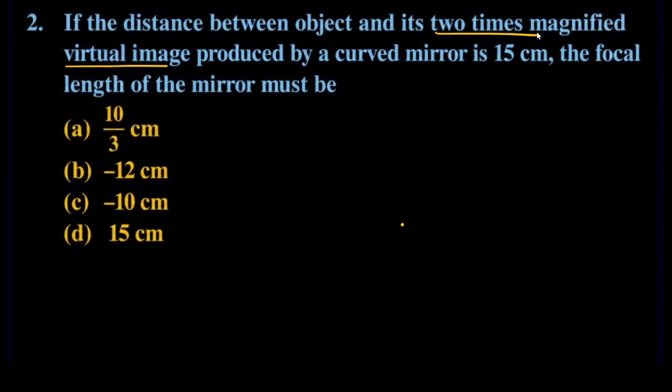Here we have magnification. Magnified means it must definitely be a concave mirror. So the first thing, we can eliminate these two options. Let's focus now here. This mirror is a concave mirror. Now they given the image is a virtual image.